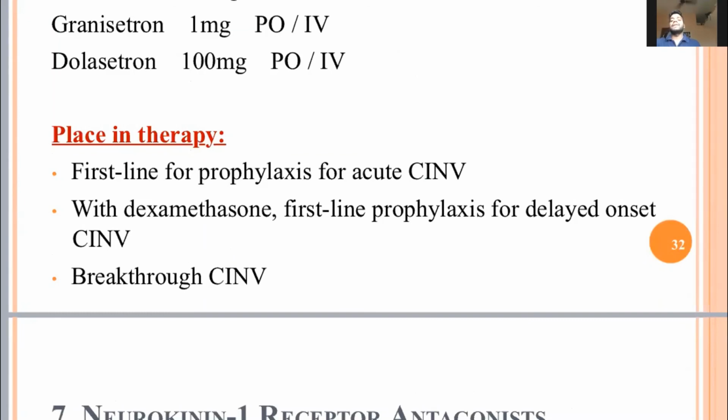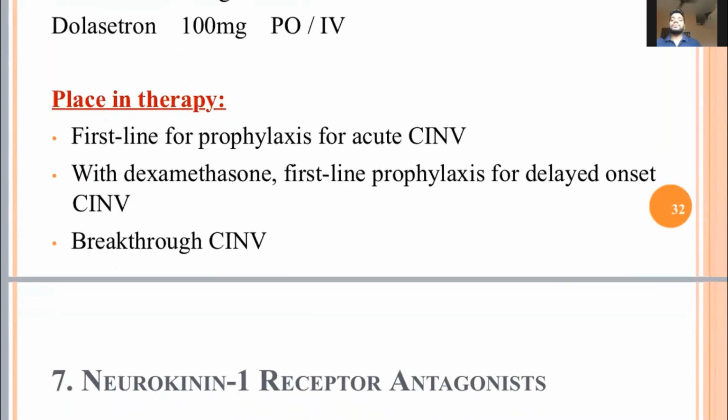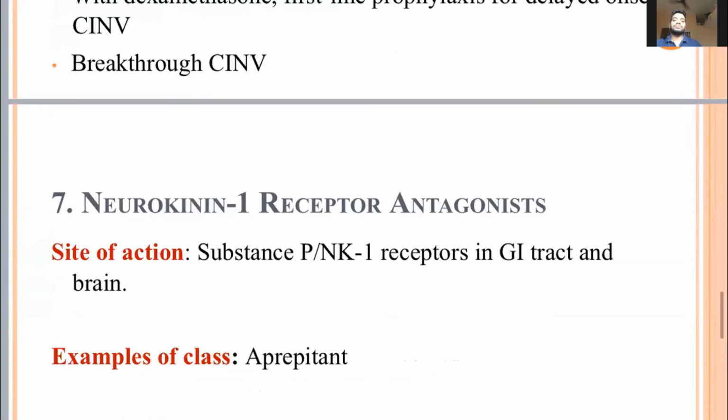If you remember, we had acute onset and delayed onset. And this can also be used for acute and breakthrough chemotherapy-induced nausea.